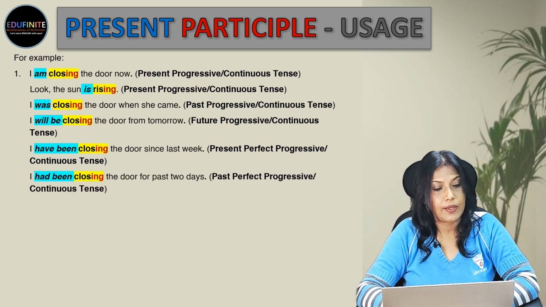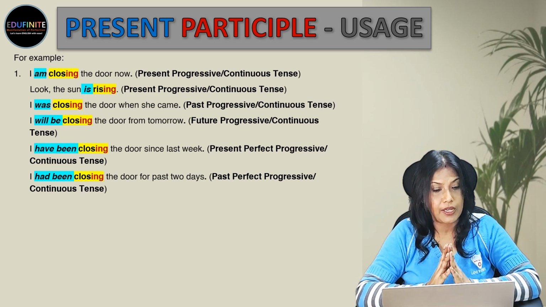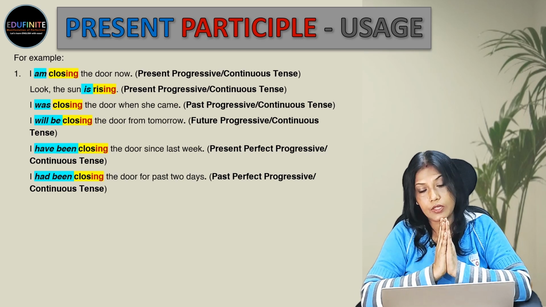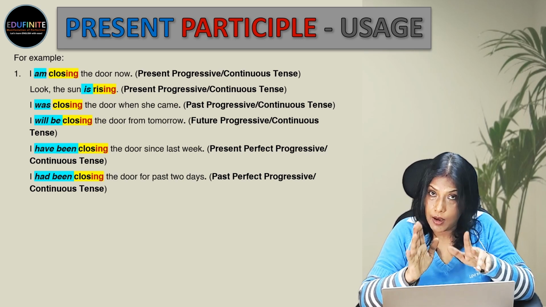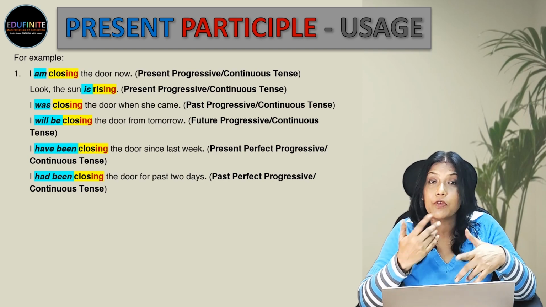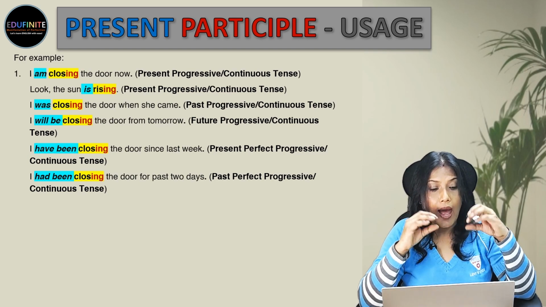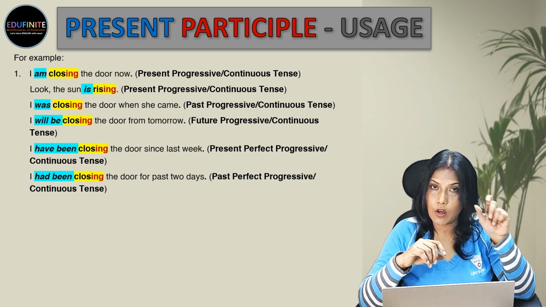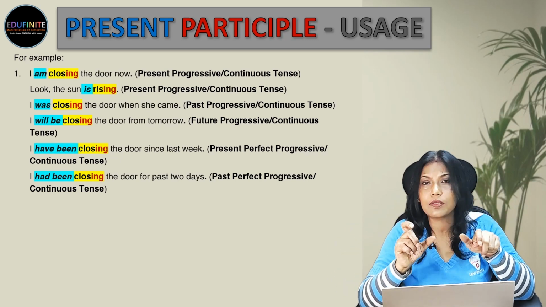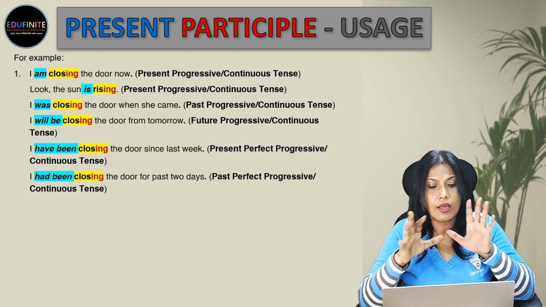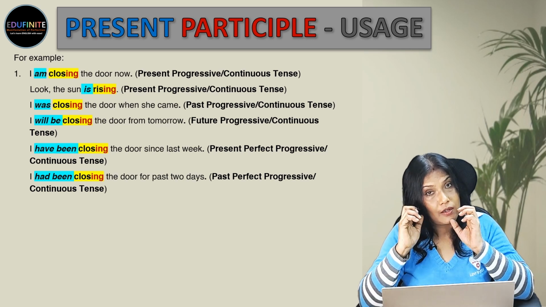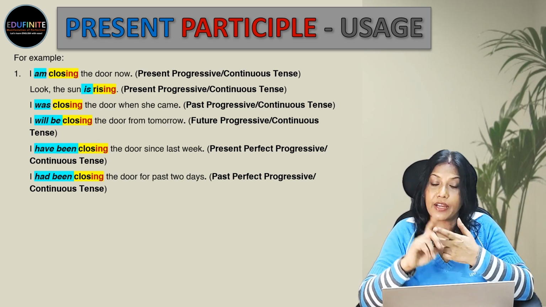Okay, the next one. I had been closing the door for past 2 days. So again, see, since this is past, have has been replaced by had. So had been closing. We have chosen the auxiliaries had been and of course our present participle closing. So this becomes the past perfect progressive tense or past perfect continuous tense.